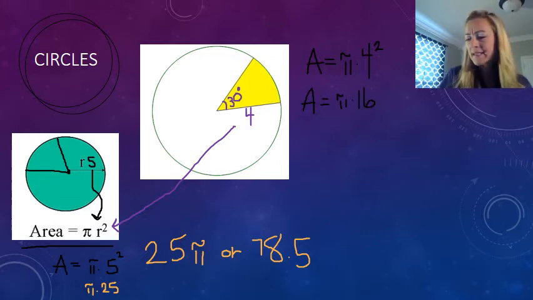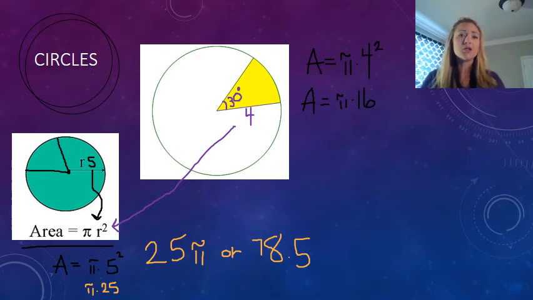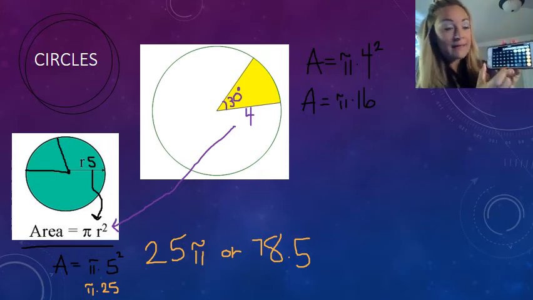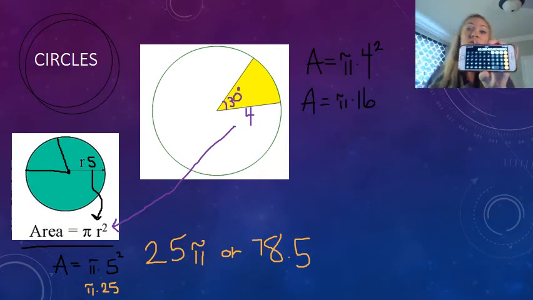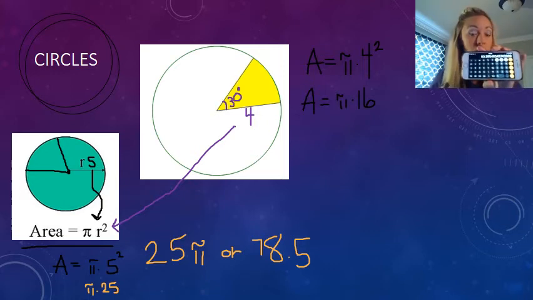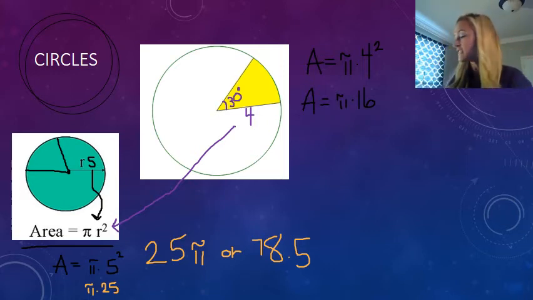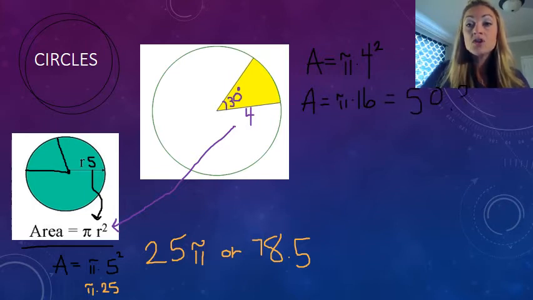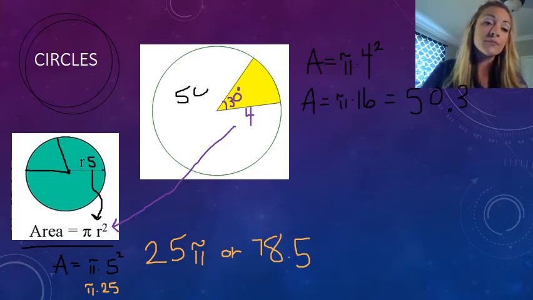Now, because we're finding the area of the sector, I'm actually going to go ahead and get my decimal answer. So I'm going to do 16 times, and again, I've got my little pi button, and then I hit equals. And so the area of the whole circle, in this case, is 50, I'm going to round up to 50.3. So 50.3 is the area of this whole thing.